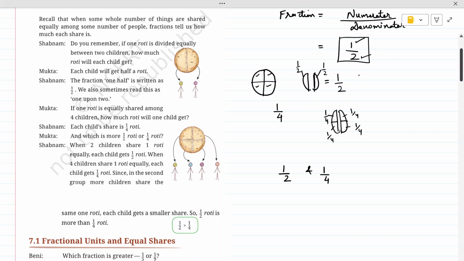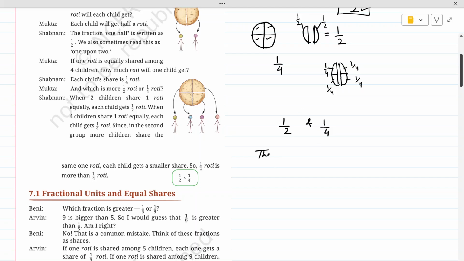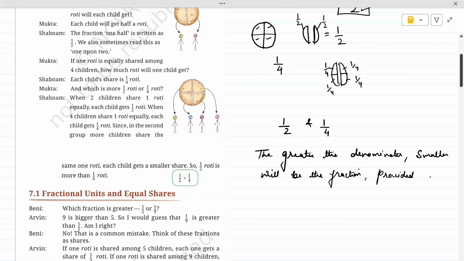But otherwise, whenever we have to compare two fractions, we have a rule which we did in grade 5: the greater the denominator, the smaller will be the fraction, provided that the numerator of both fractions is the same.